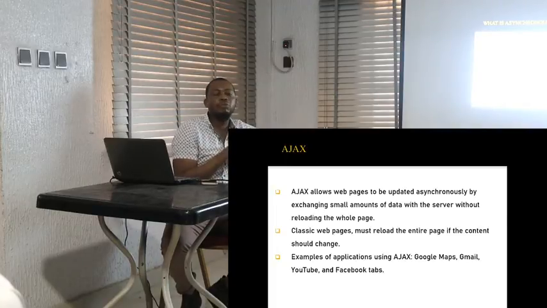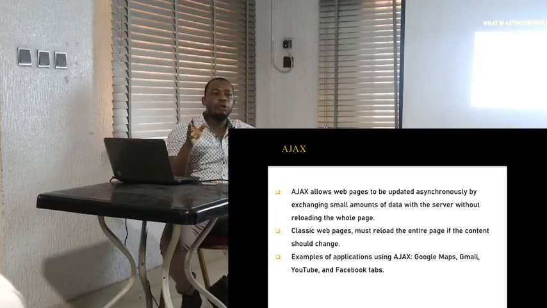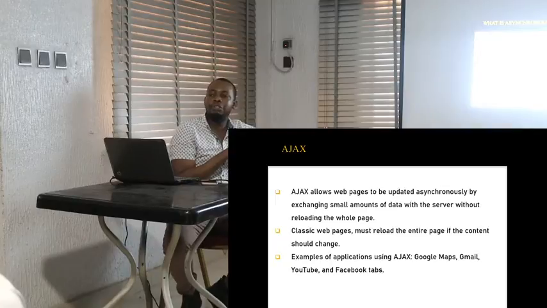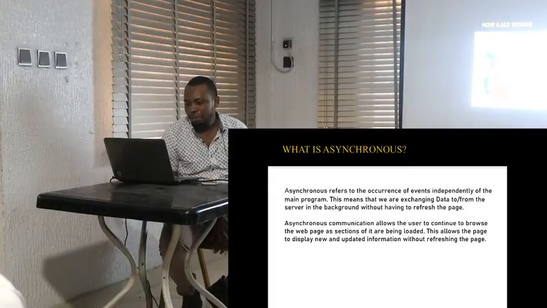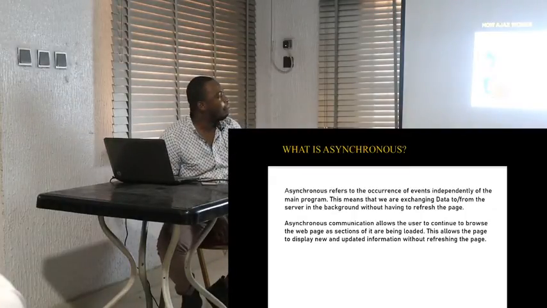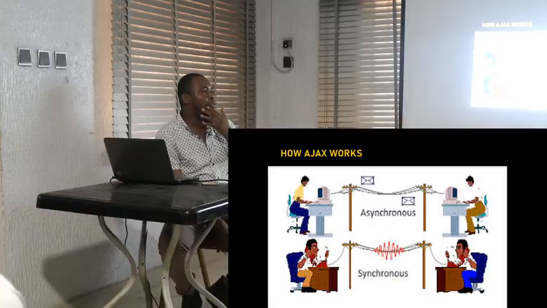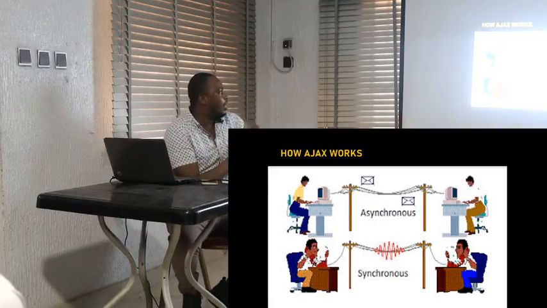Let's say Facebook, for example. You can click on anything. Before the response comes back, you can still like somebody's picture. You can still do other things before the response comes back. I'm sorry about the image, it's a little bit blurry. So this is an example of asynchronous requests.